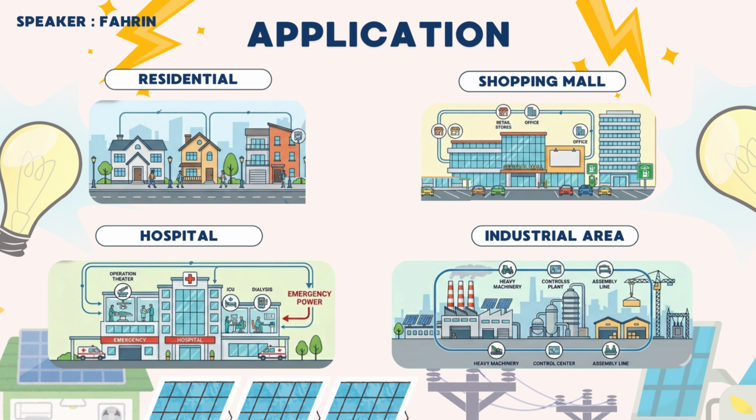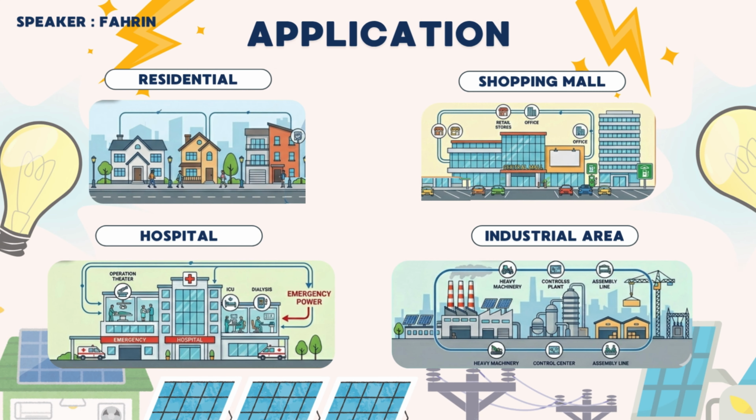The next one is shopping malls. It helps provide continuous power for lights, elevators, escalators and shops. And hospitals: the loop system is very important because medical equipment needs a constant power supply. Lastly, in industrial areas, factories use the loop system for machines and production lines to avoid power interruption.